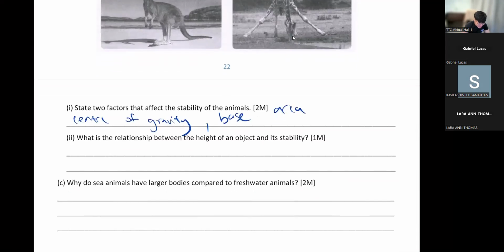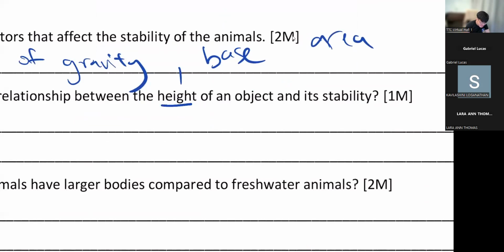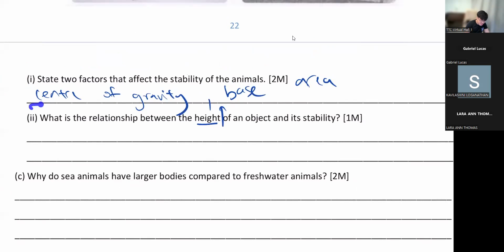Anyway, so next, number 2, what is the relationship between height and stability? So this one is very easy. The taller the object, which is the taller the center of gravity, the less stable they are. The taller something is, the less stable. This is why for buildings, there's a limit that you can go. You cannot build something too tall because they are not stable to stand on their own.